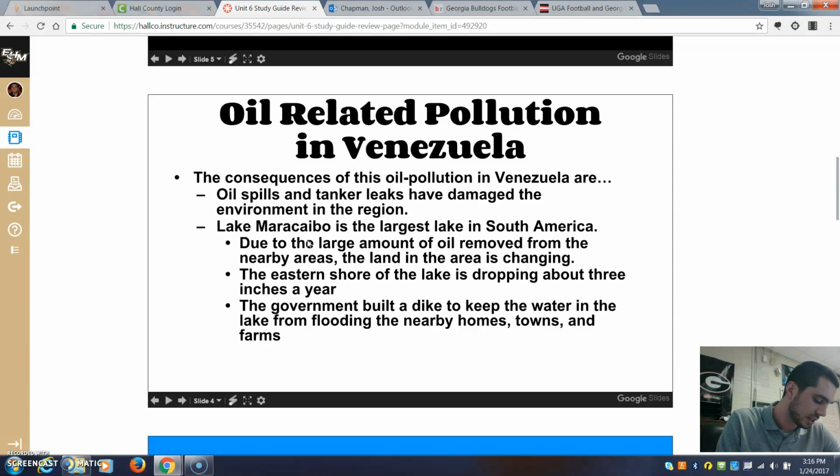Now, number 11 says, what is happening to the shoreline? We'll stay here and we'll look and see what's happening to the shoreline. The eastern shore of the lake is dropping about 3 inches a year. So it is dropping. The shoreline is dropping.